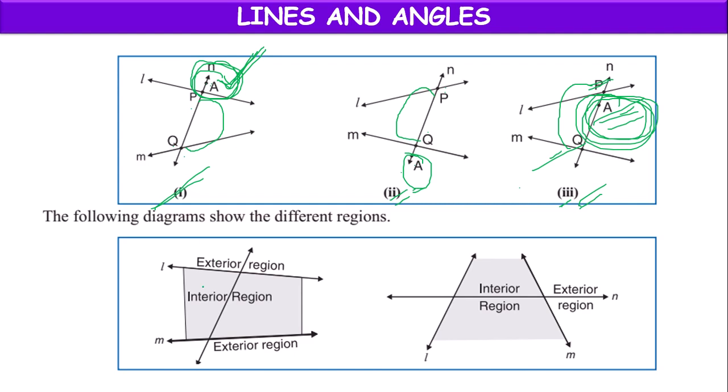So we can divide the regions of the transversal. It is the exterior region. So outside this PQ portion, outside these L and M lines, whatever portion is there, that is considered as exterior region, and the middle portion between L and M is considered as interior region. So this is the interior region, and this will be the exterior region. This side also will be the exterior region. So the point may be in the exterior region or it may be in the interior region.